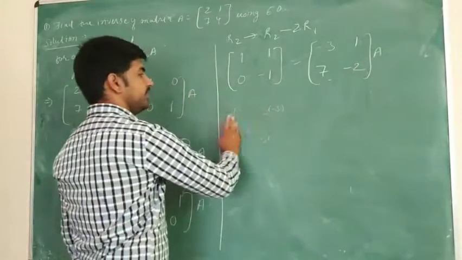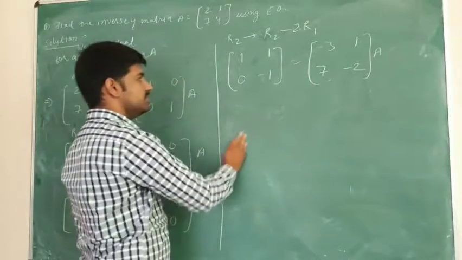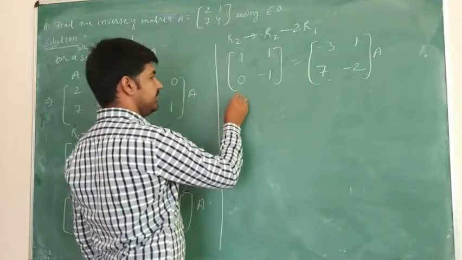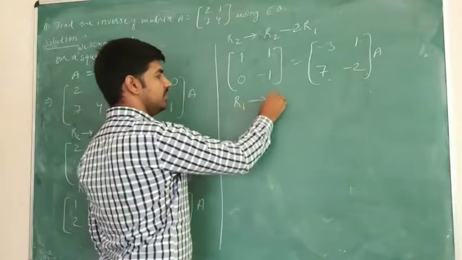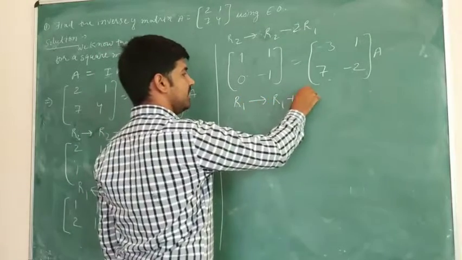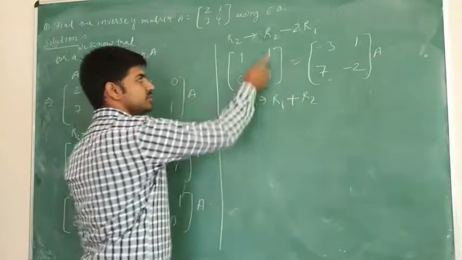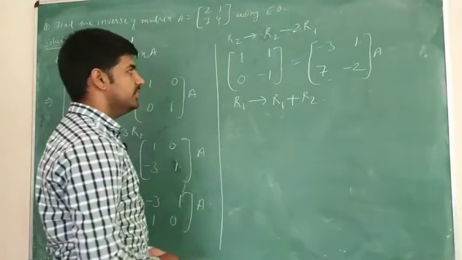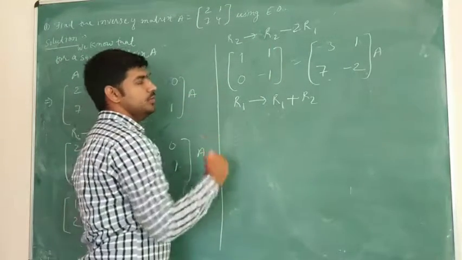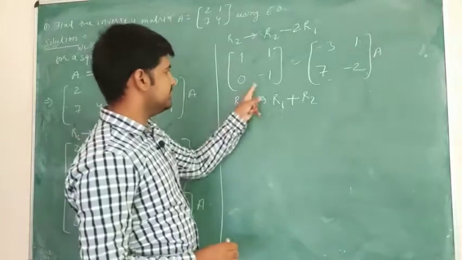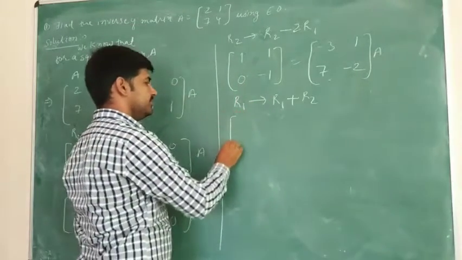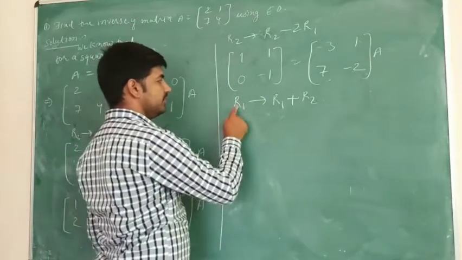Okay. Now, dear students, if I apply R1 plus R2, because when I use this, this element will become 0 and we will tend to make this an identity matrix. So let us move. What we are doing is R1 plus R2.